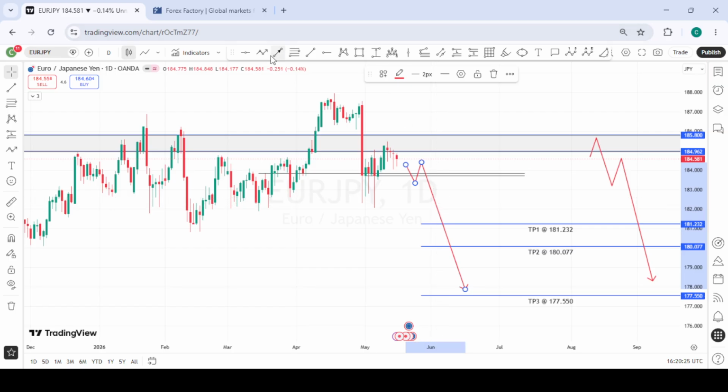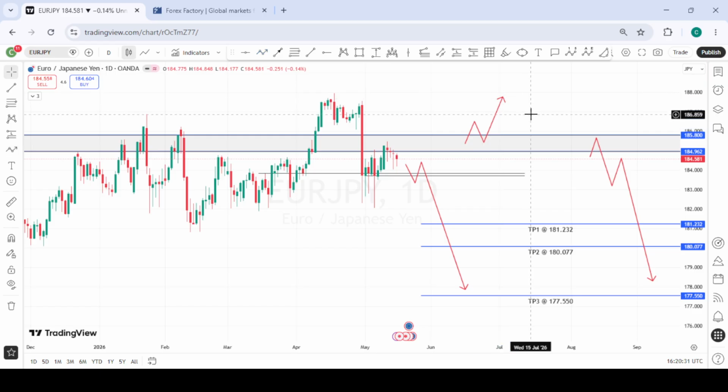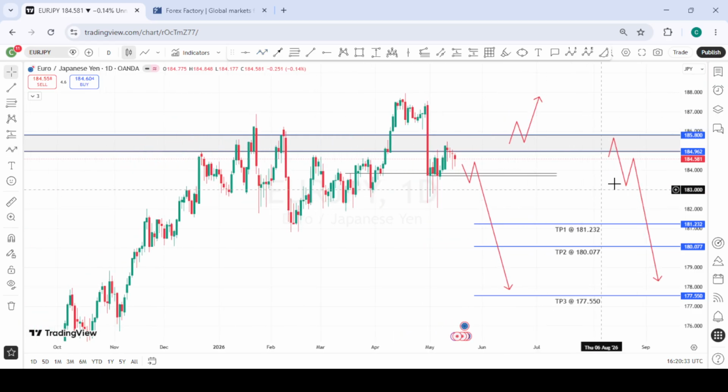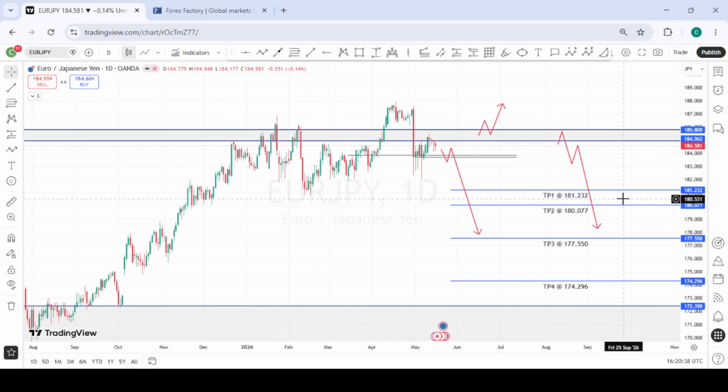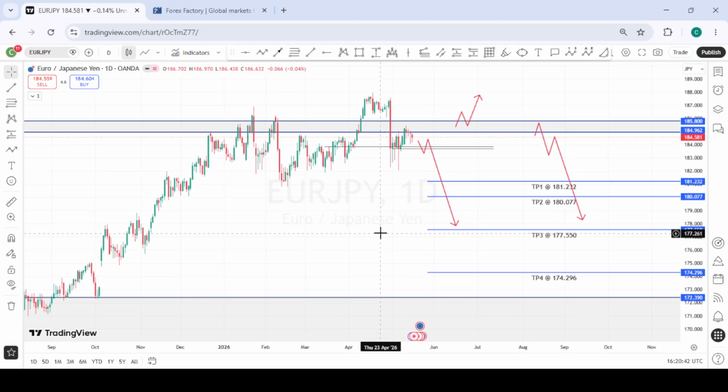This can only shift bullish or continue bullish if we get price to break above this zone, and then we continue to the upside. So for now we are very bearish on EURJPY for the coming week. And these are our various targets we have below. These are the targets we'll be looking out for in the coming week or the weeks ahead of us.